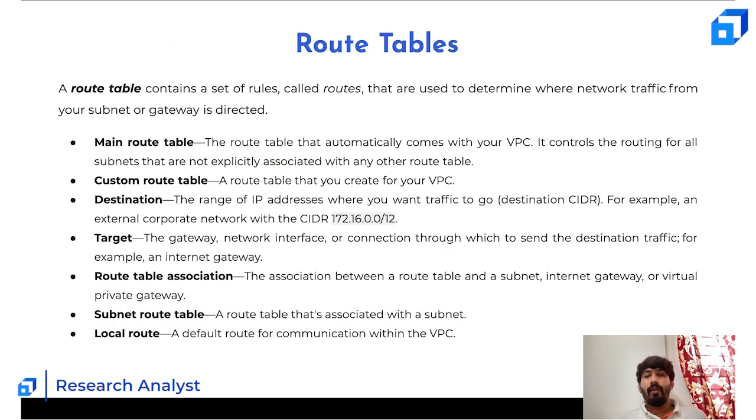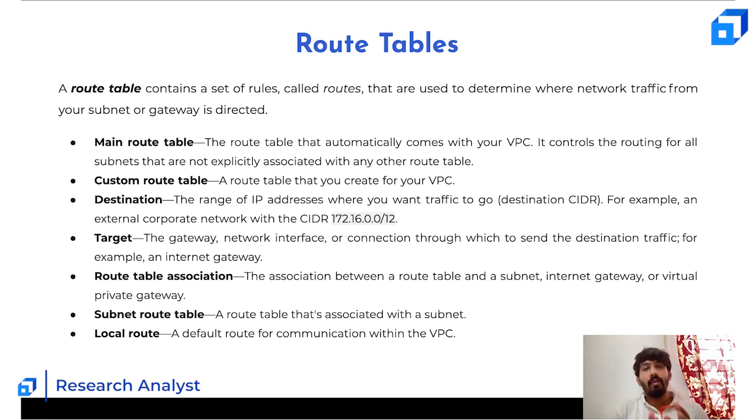Okay, all right. And the next topic is route tables. A route table contains a set of rules called routes, which are used to determine where the network traffic from your subnet or gateway is directed. Already we discussed this when we talked about internet gateway. In route tables, there are various components. The first one is the main route table.